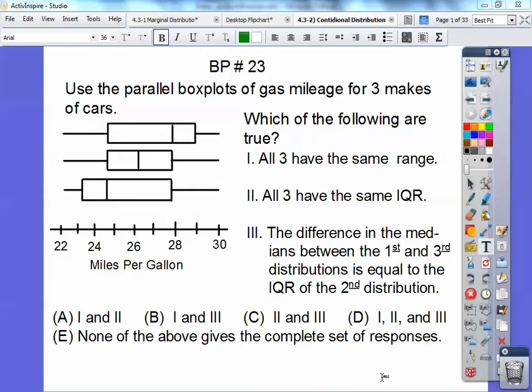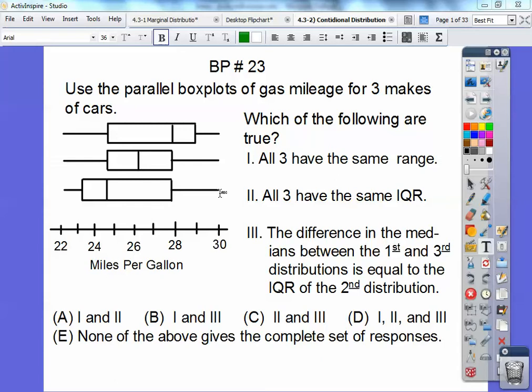Board problem 23. We've got parallel box plots of gas mileages for three makes of cars. Which of the following are true? Number one, all three have the same range. Your ranges are the ends of the whiskers, you guys. So from this whisker all the way out to this whisker right here. All of these have the same spread from whisker to whisker, so they do have the same range.